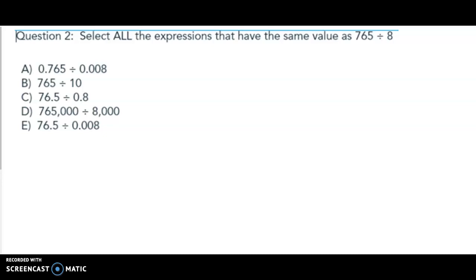Okay, in this question number 2, select all, which probably means more than one. Select all the expressions that have the same value as 765 divided by 8. I'd like to write 765 divided by 8 like a fraction or maybe a ratio to see if we are multiplying or dividing each by the same value.